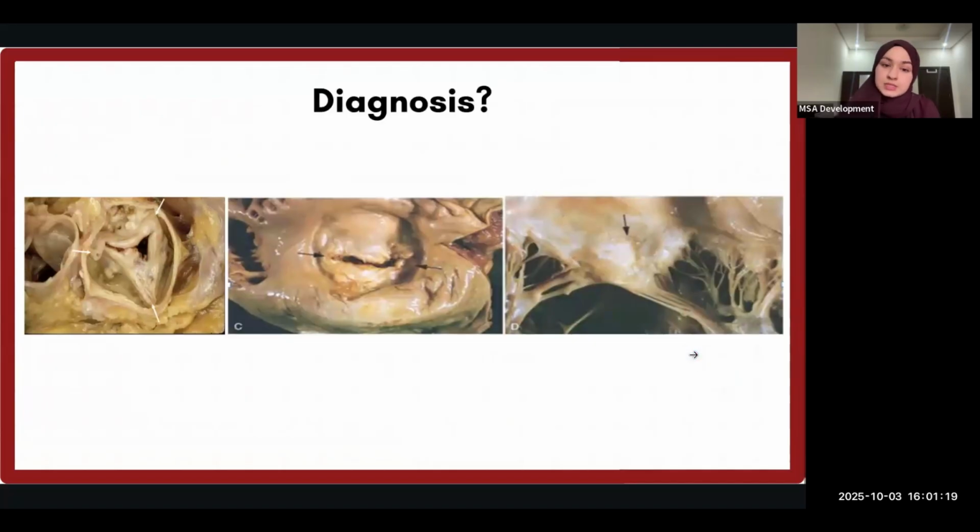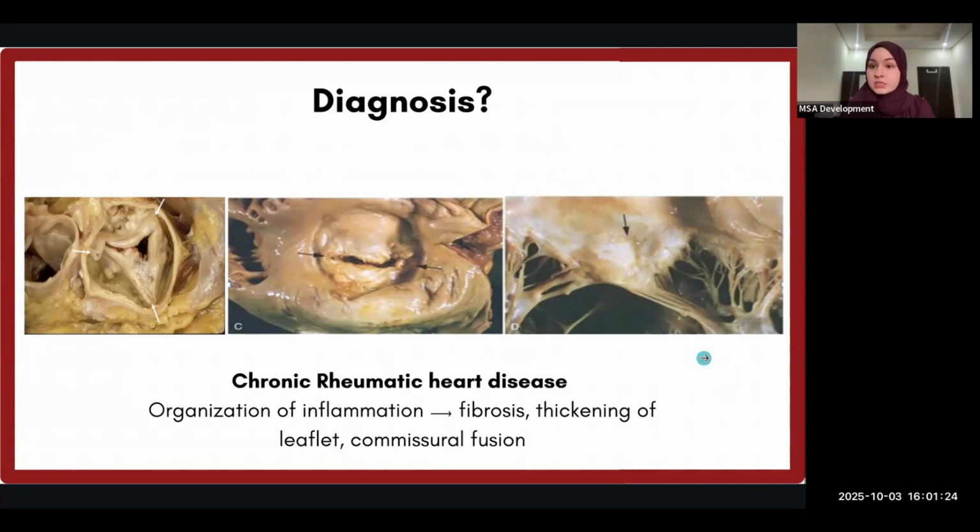Now, here, what is the diagnosis? This is chronic rheumatic heart disease. First of all, in rheumatic heart disease, what valves are most affected? Mitral valve mostly, and second is aortic. Tricuspid is rarely affected. In the initial stages of the disease, you get mitral regurgitation. As the disease progresses, you start to get mitral stenosis, and then eventually also aortic stenosis.